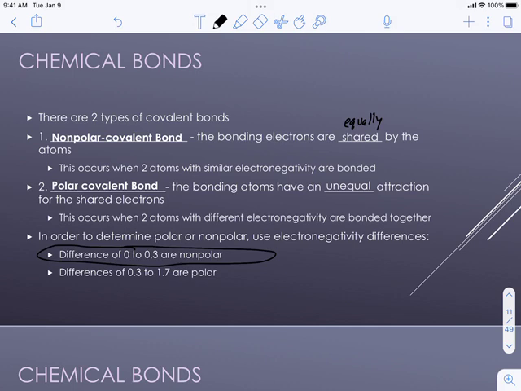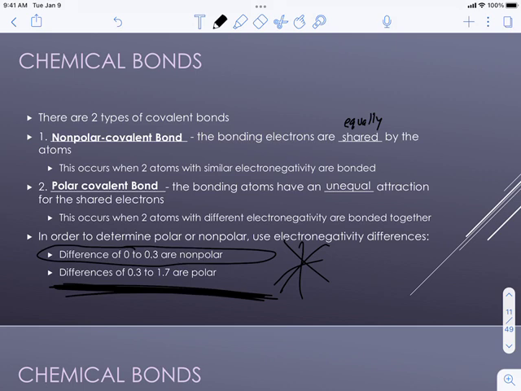A polar covalent bond, on the other hand, has an unequal attraction for shared electrons. This is when two elements have pretty different electronegativity values. When you subtract the values, if you get anywhere from 0.3 to 1.7, that is considered a polar bond. Now, these values are not set in stone, and different textbooks have different ranges for this. But in general, we'll go with these ranges.